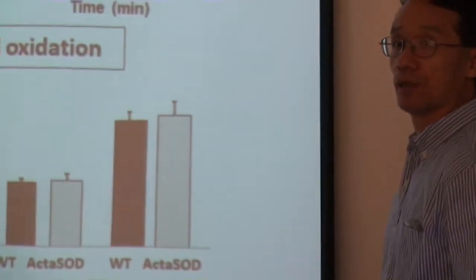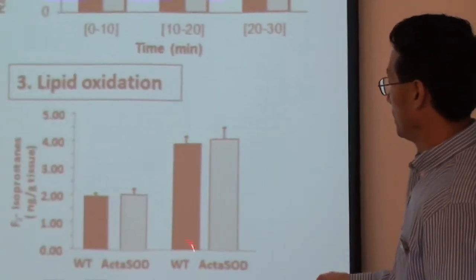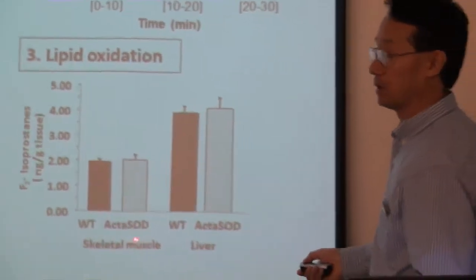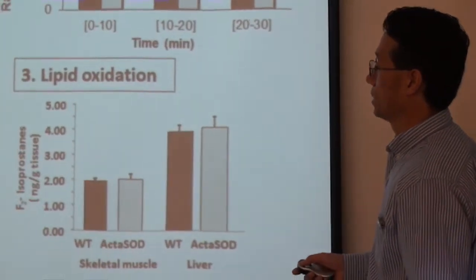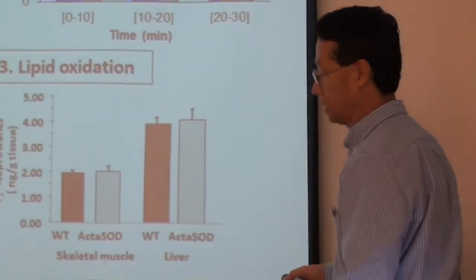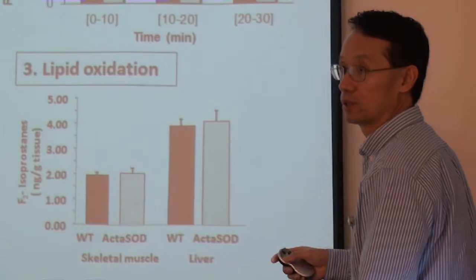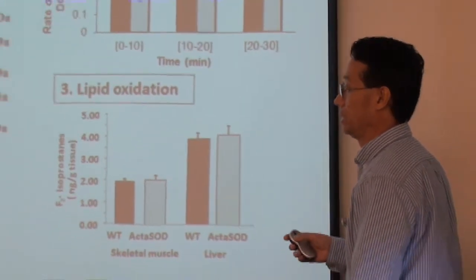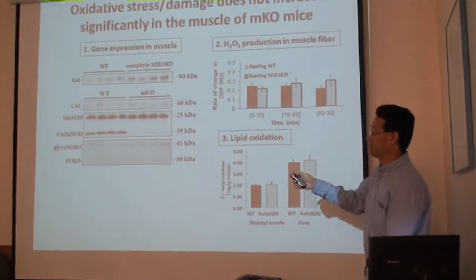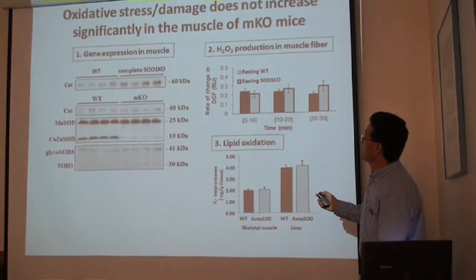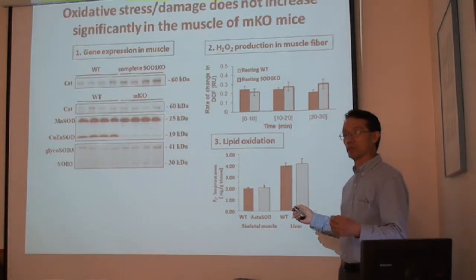And we also look at the oxidation of the lipid, which is an indicator of oxygen damage. And we also didn't see any significant increase of the oxidation in the MKO mice. So this tells us there's no significant increase of oxygen damage in MKO mice. However, we cannot exclude microenvironment changes of oxidative stress. And we also cannot exclude that a slight increase of ROS in MKO mice cannot be detected using this method. The slight increase of ROS may play an important role in cell signaling rather than cell damage.